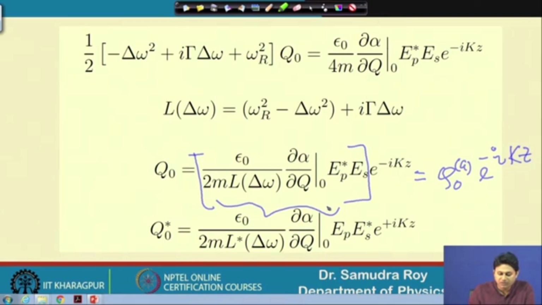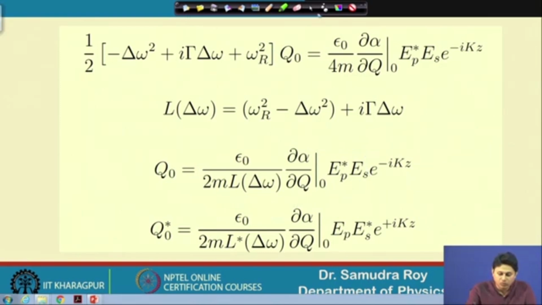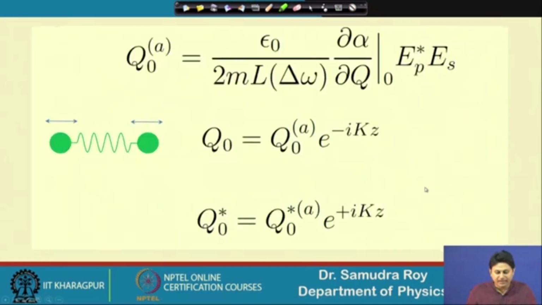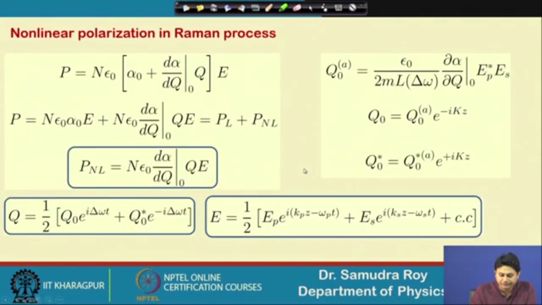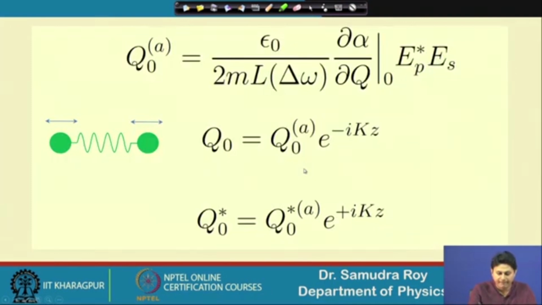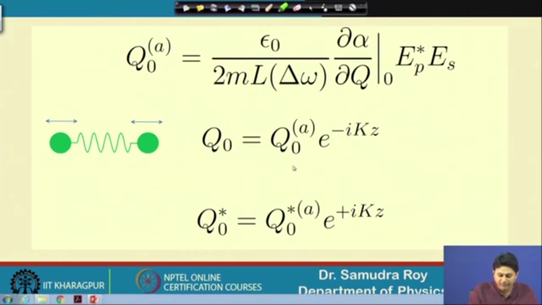Why is it complex? Because EP, ES may be complex, and here L is sitting here, which is also complex. So, we can write the total Q0 as epsilon 0 this EP star ES, and here in amplitude and phase form.